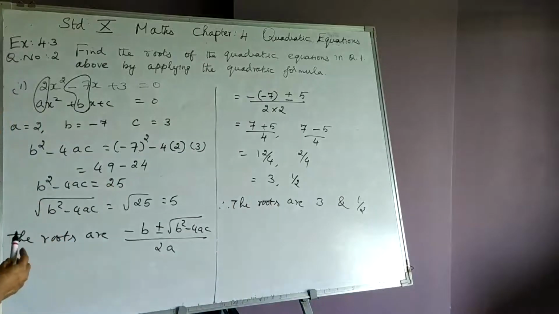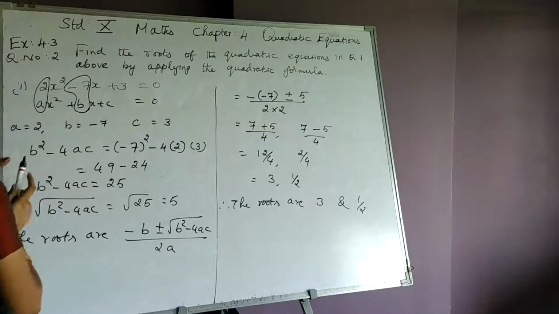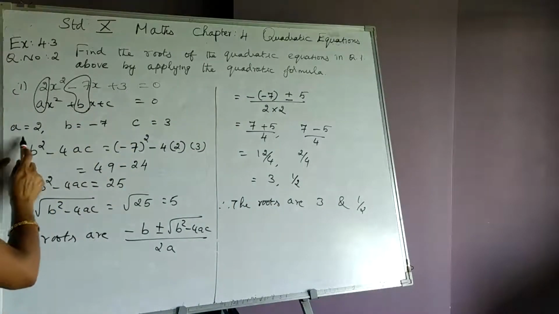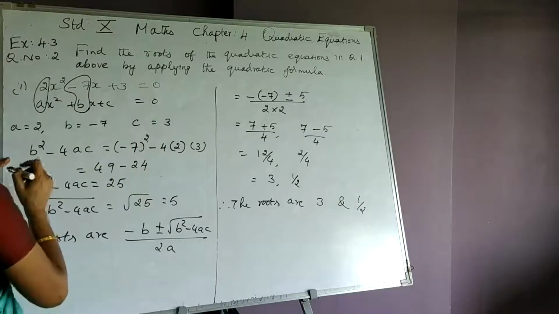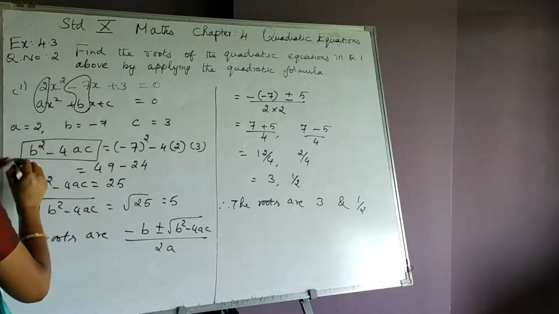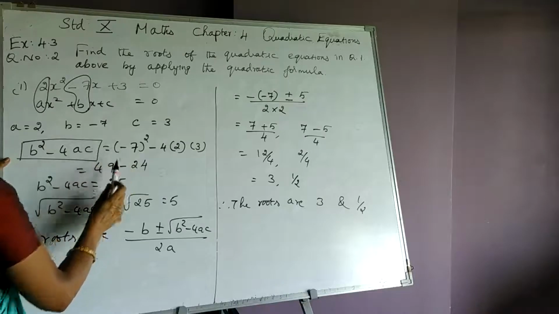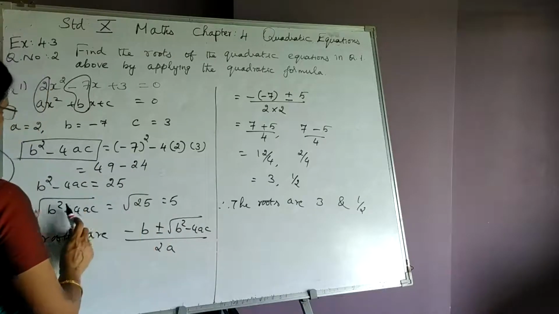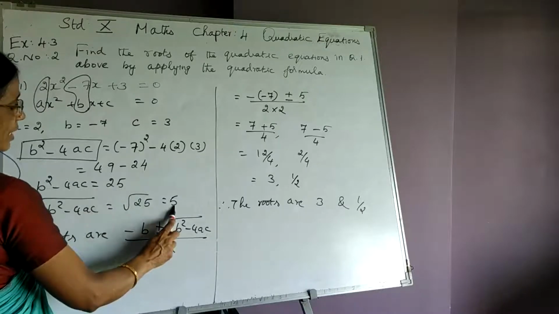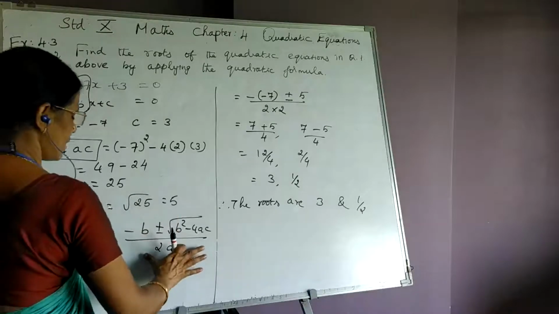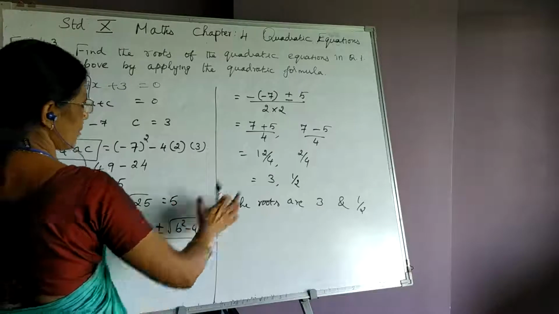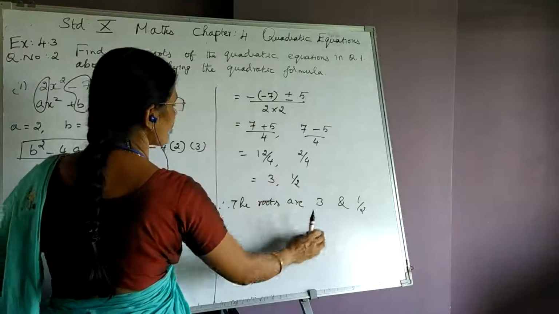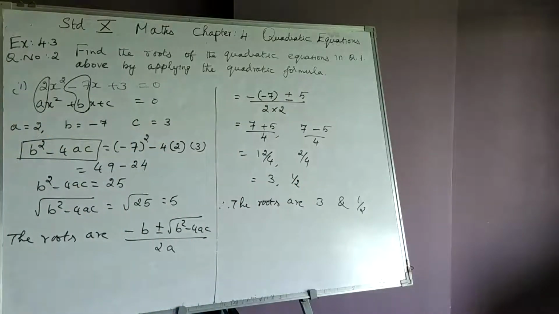Let us go through once again. Comparing with the standard form of the quadratic equation, we got the values of a, b and c. Remember, the first step is to find b square minus 4ac. We got it. Then remember, in the formula we have root. Therefore, I have found root on both sides. We get it is equal to 5. This formula should be remembered. Here we have made the substitution and we got the roots as 3 and 1 upon 2. Among the 3 methods, this is the most simple method.